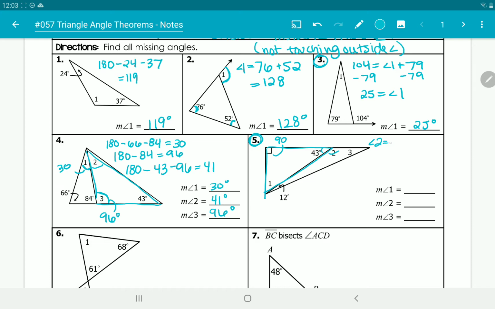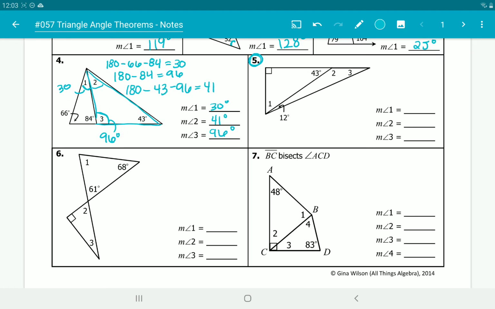180 minus this 43. And then once you have that one, you can look at this triangle here, because then you have this 12 degrees, you'll have this angle, so you do 180 minus those 2 to get angle 3. So I want you to go ahead and do that. I'm not going to give you the answers to that one. It's okay if you get it wrong, don't worry. Just go ahead and stop the video and try that one on your own.